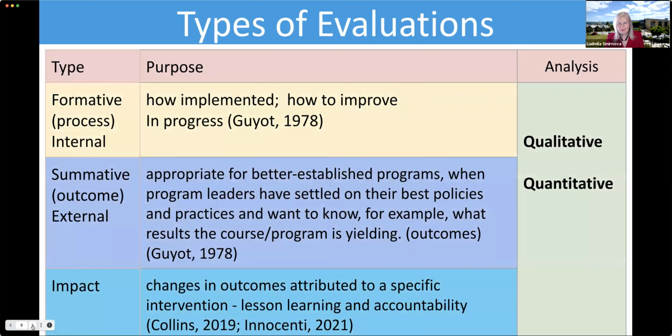So, the types of evaluations. They depend on the purpose. There is the formative evaluation. It's when we focus on process, and the purpose is to see how the course is implemented, how to improve it, and usually it's an internal process, and evaluation of this type is usually on the institution level.